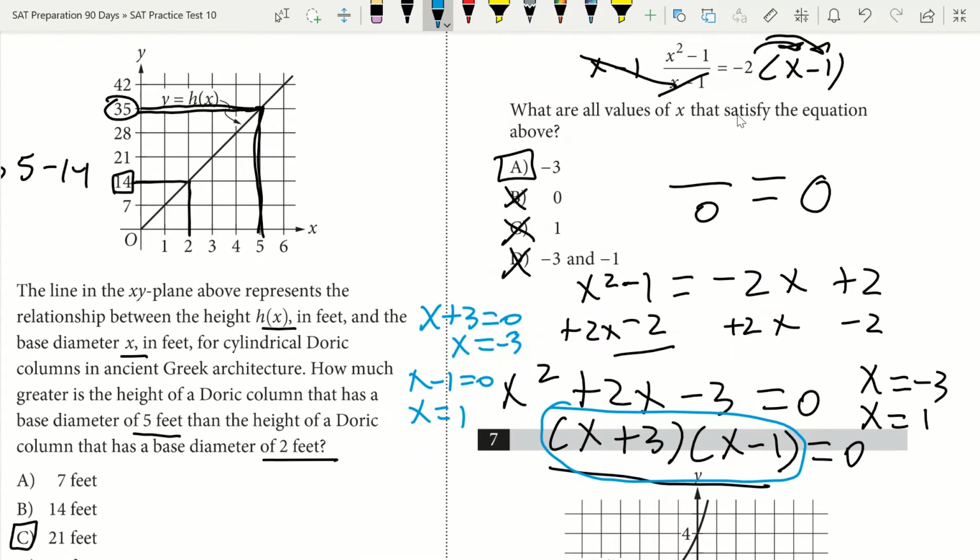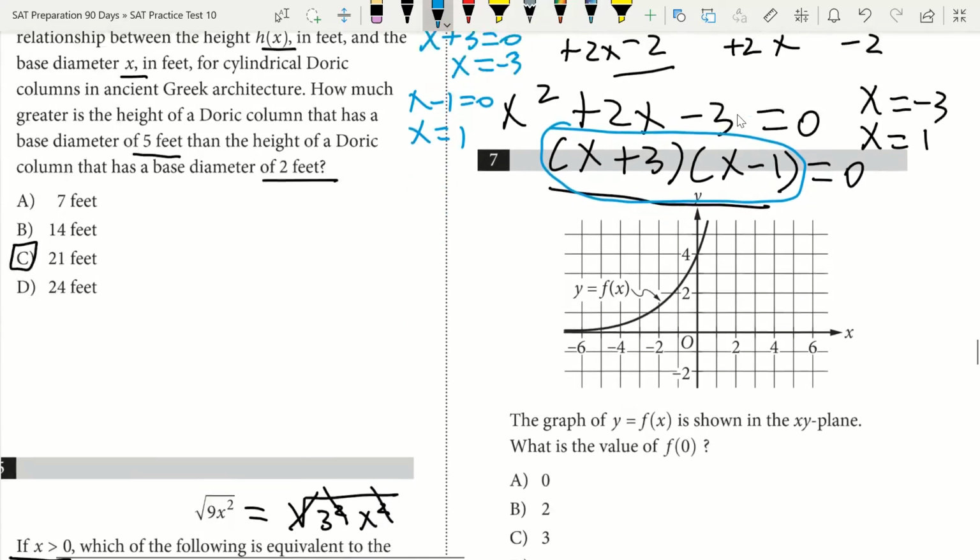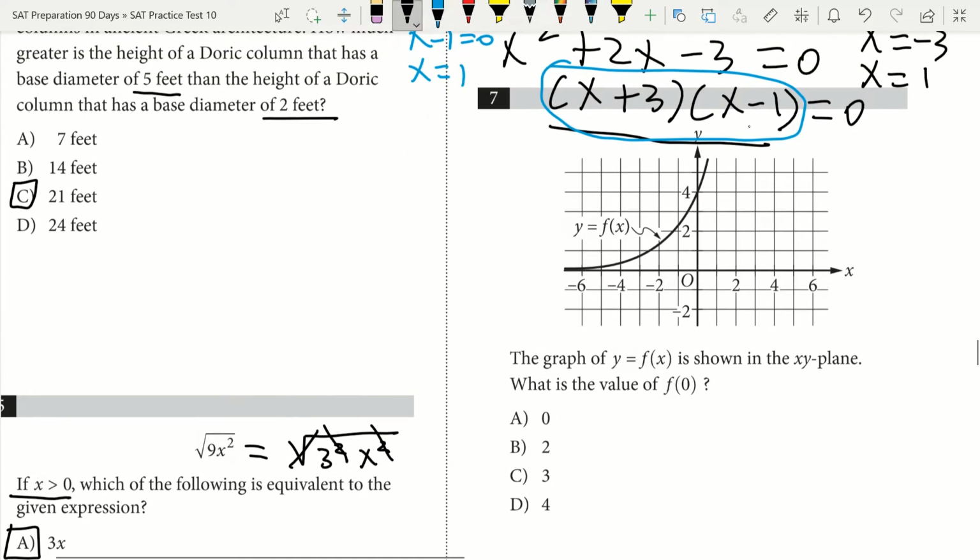But 6 answer there is going to be A. All right, let's go ahead and take a look at number 7 now. So we've got a graph of f of x shown in the xy plane. What's the value of f of 0? Once again, we have a graph here. You're going to want to make sure that you're drawing lines to make sure you're looking at the right part of the graph. We're asked for the value of f of 0.